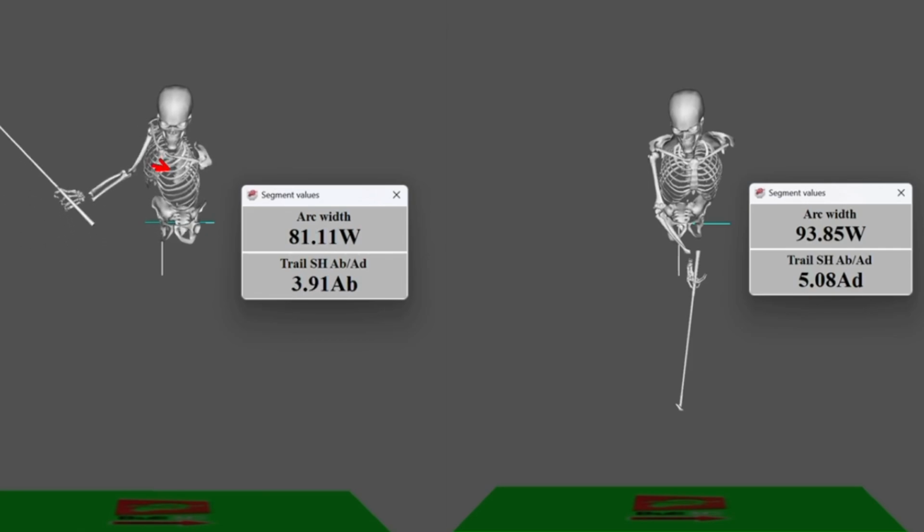Now we go into an abducted position. AB, meaning that segment is moving away from the center line of the player. And let's just stop there for the moment. Let's have a look at the player over on the right-hand side. We started off in similar ways.